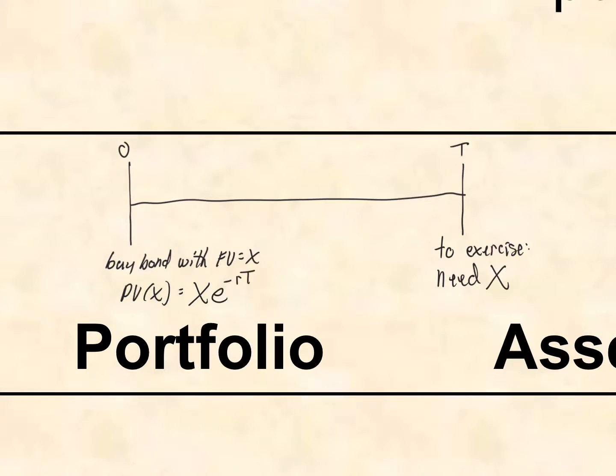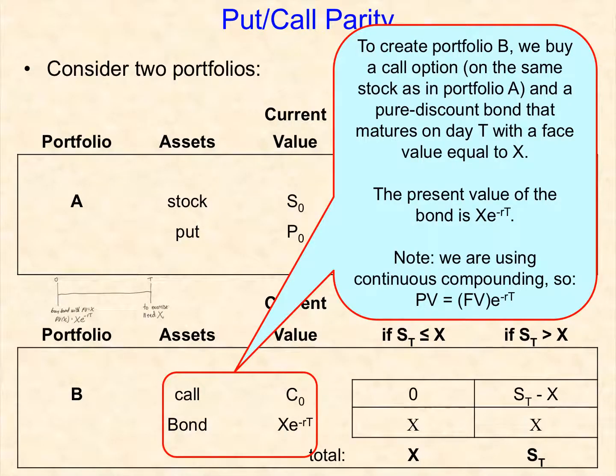We can also think of this as simply a savings account at our bank. If we deposit this much money today, it will earn interest and we'll have X dollars at maturity. Or we can think of it as a pure discount bond. This is the price we pay for the bond today. The bond will earn interest and be worth X dollars at maturity. So that's why we have a bond in addition to our call option. The call option is what we want to exercise, and the bond provides us with the cash needed to carry out that exercise.